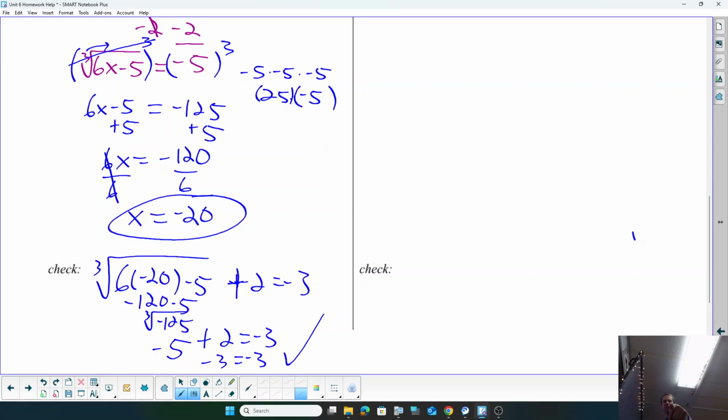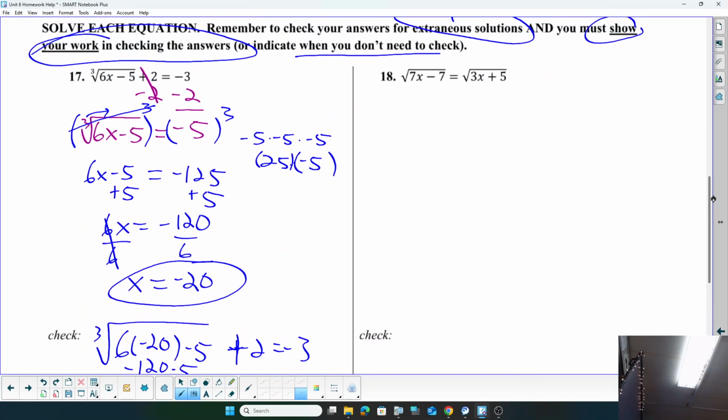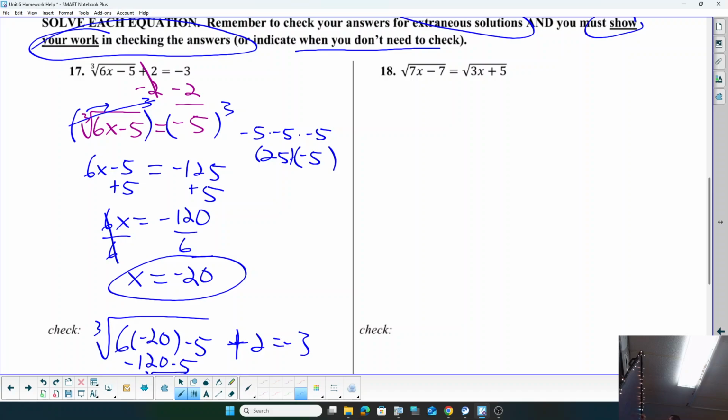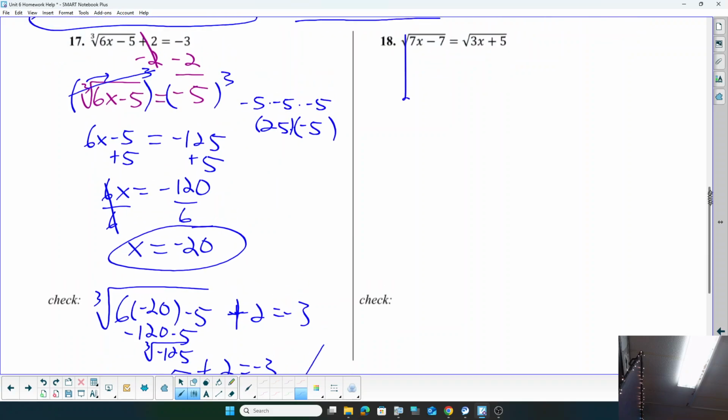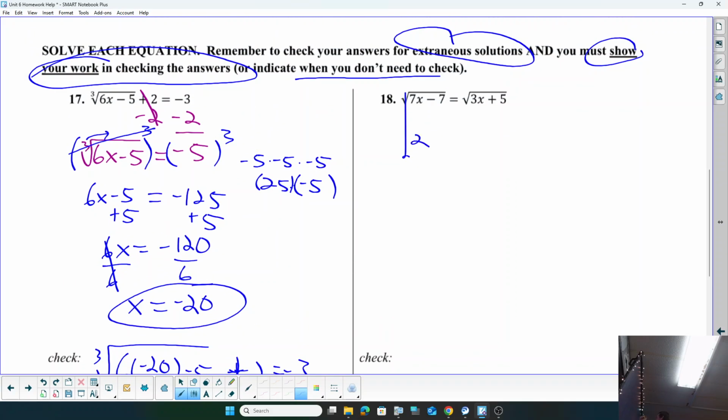Make sure to check your answer. Make sure it works. Try the next one. So we're going to try 18 on your own. Let's go. Pause me. Try number 18 on your own. Okay, so we have a square root going on there. And so we want to power 2 both sides to get rid of the square root.